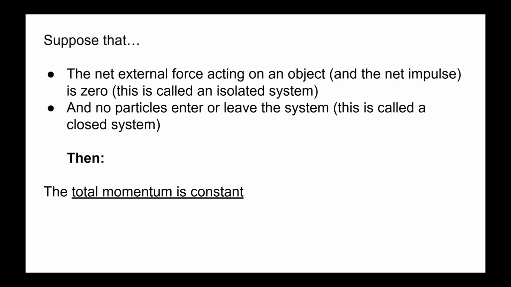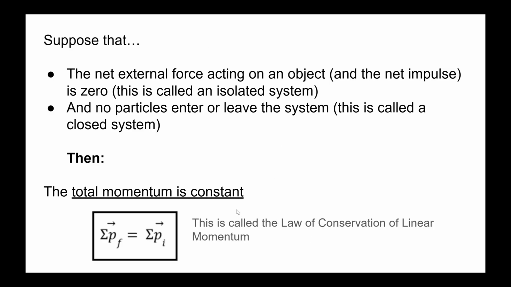A mathematical way of writing this is that the sum of the final momentum equals the sum of the initial momentum. That Greek letter sigma means sum of. It means add them all up. Sum as in SUM. It means take all the final momentums of the objects in the system and add them up, and that's going to be equal to adding up all the initial momentums in the system. This is known as the law of conservation of linear momentum.